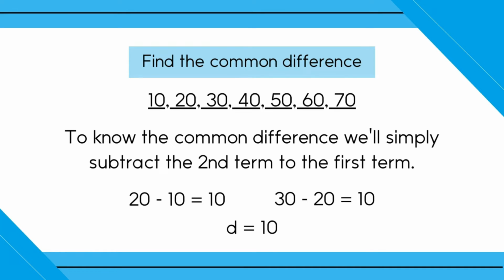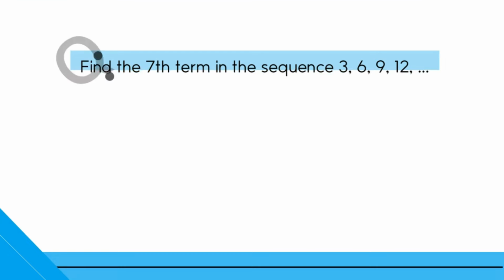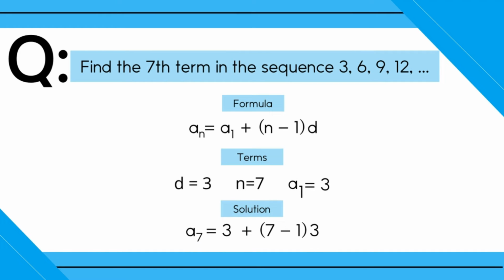Now that we've learned how to find the common difference, the next step is going to be a lot easier. Let's take a look at our question. Find the seventh term in the sequence 3, 6, 9, 12. Let's take a look at our formula again. a sub n is equal to a sub 1, which you might remember as the first term, plus n minus 1 times the common difference. We now have all of the terms gathered, so let's substitute them. a sub 7 is equal to 3 plus 7 minus 1 times 3.